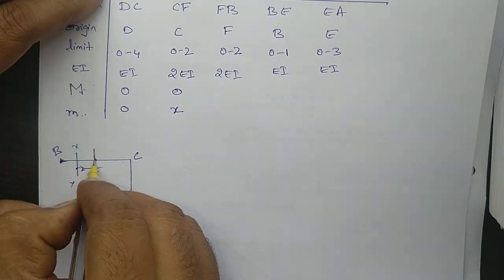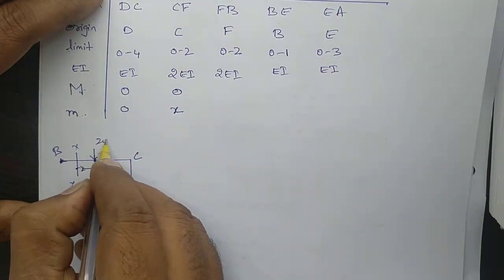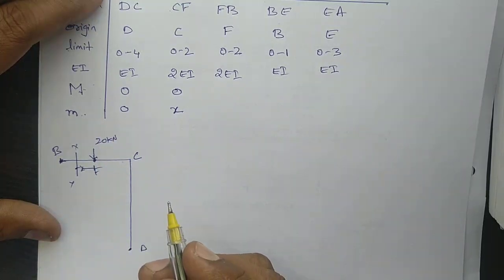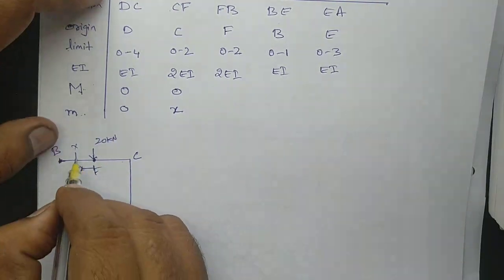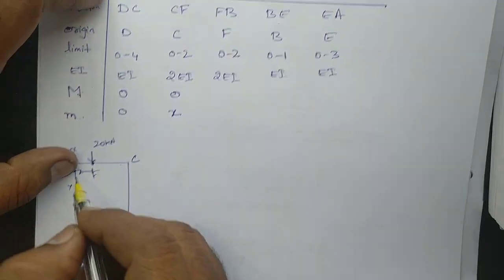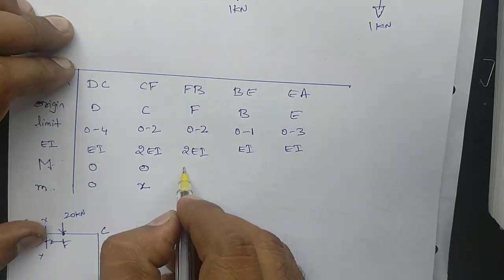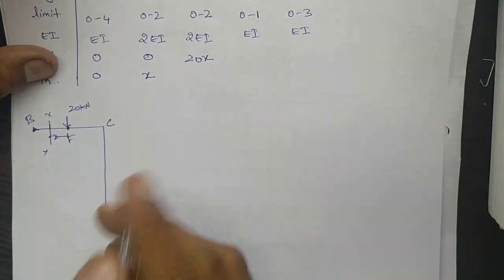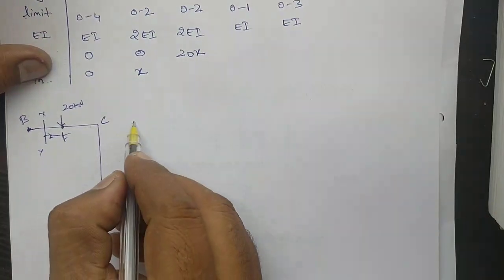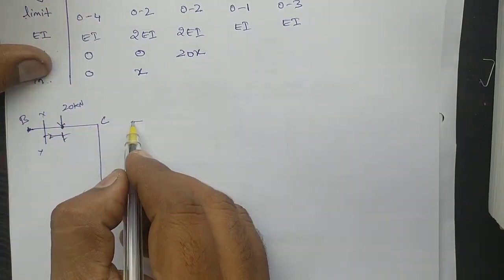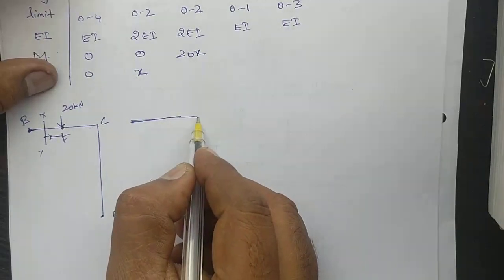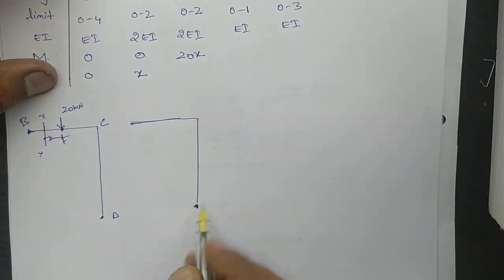So what is the load here? Here we are having 20 kilonewton. So now if I take moment here, it will be 20 into x. So now your capital M will become 20x. And now we are going to remove this load and apply the unit load.